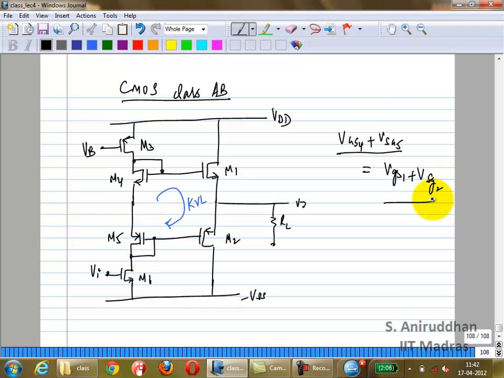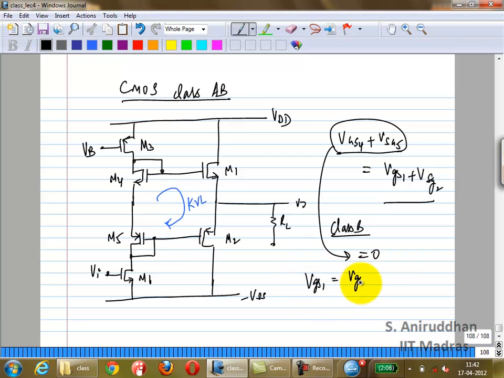Then we'll see what happens first when you go into class B operation. If you want class B, you are just going to short the gates of M1 and M2, so the two potentials are equal. So VGS1 will always be equal to VGS2. It's very similar to the class B stage for the bipolar case, except that in this case when VGS1 is greater than VT1, transistor M1 will turn on. Similarly, when VGS2 is less than VT2, M2 will turn on. You will have a dead band between VT1 and minus VT2. Is everyone able to see that? Okay. So that part is simple.